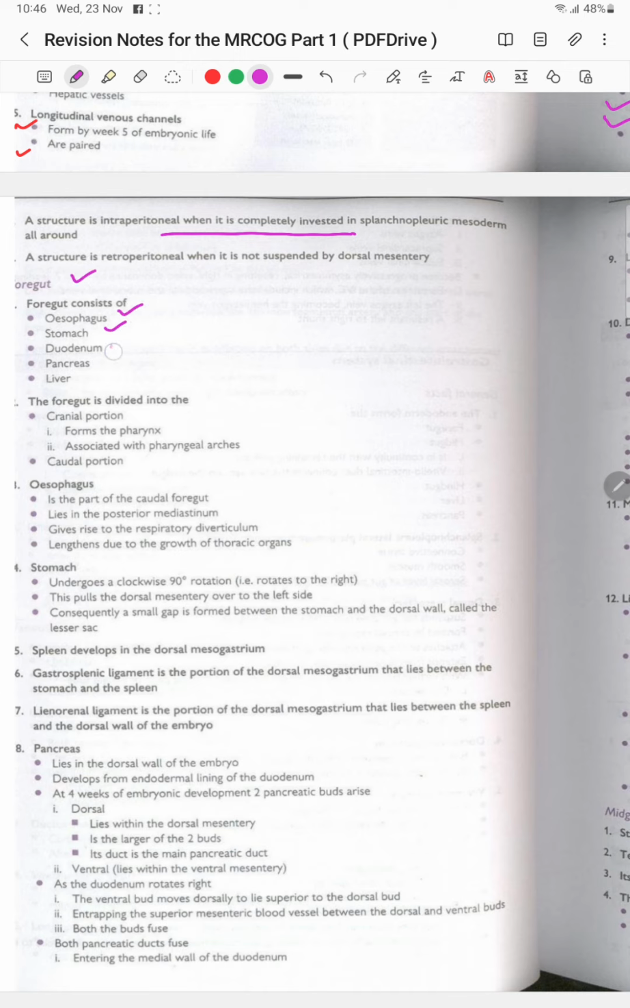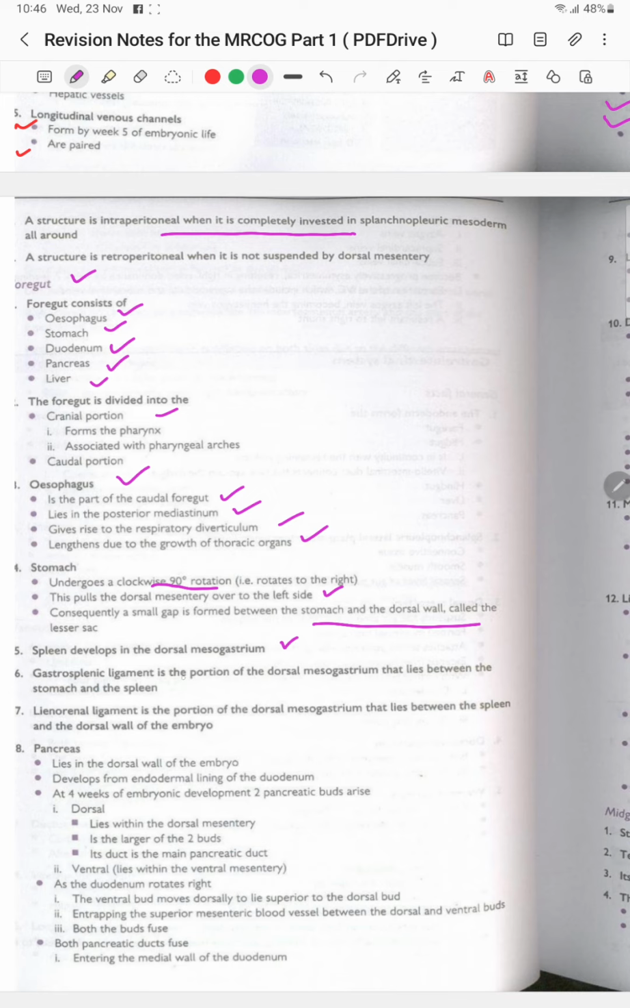The foregut consists of the esophagus, stomach, duodenum, pancreas, and liver. The foregut is divided into the cranial portion that forms the pharynx associated with the pharyngeal arches, and the caudal portion. The esophagus is part of the caudal foregut and lies in the posterior mediastinum and gives rise to the respiratory diverticulum, and lengthens due to the growth of the thoracic organs. The stomach undergoes a clockwise 90-degree rotation, such that it rotates to the right, and this pulls the dorsal mesentery over the left side, and consequently a small gap is formed between the stomach and the dorsal wall called the lesser sac, and the spleen develops in the dorsal mesogastrium.